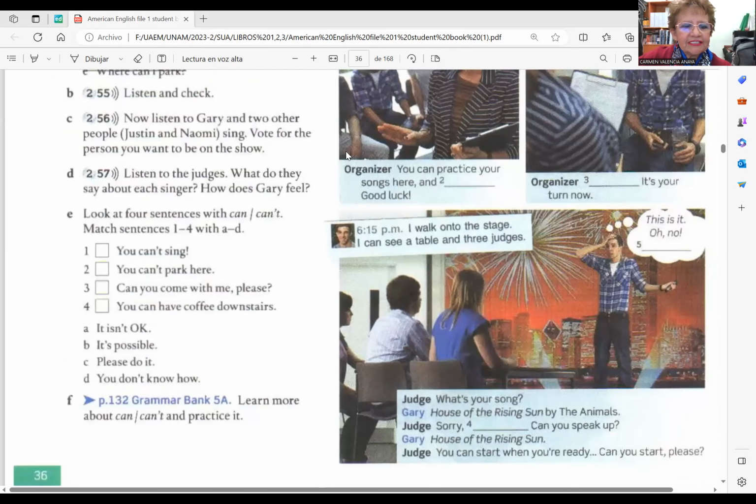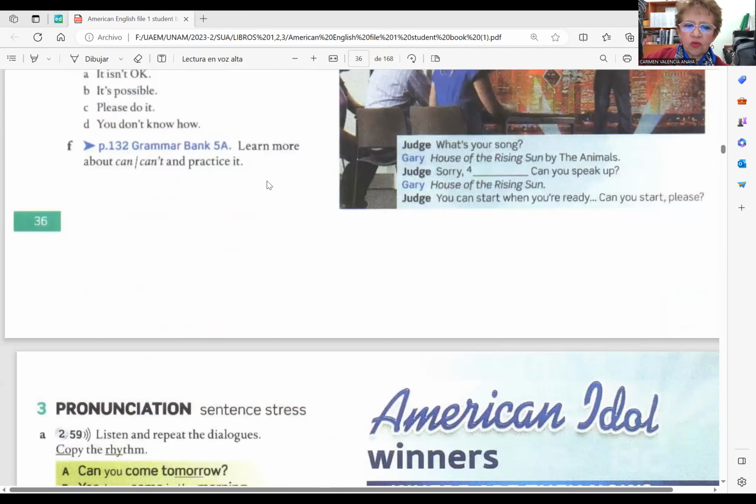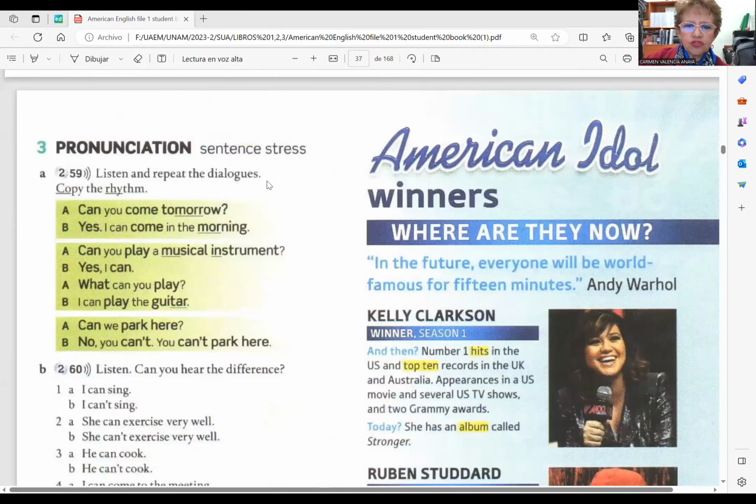Okay, let's continue with the next. It's very important. I'm going to share the audios. In this case, I'm going to share the audio 2.57, in which you listen to the judges. What do they say about each singer? How does Gary feel? Look at four sentences with can or can't. Match the sentences. This is going to be a task that you are going to do at home. In a few minutes, I'm going to share the audio 2.57, okay? Now, let's go to some exercises about American Idol.